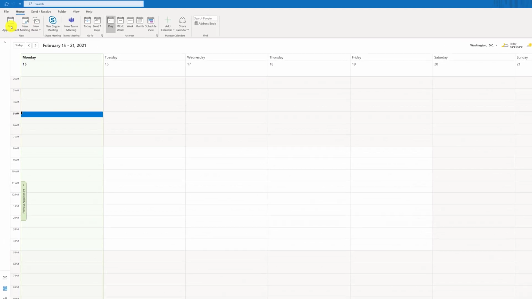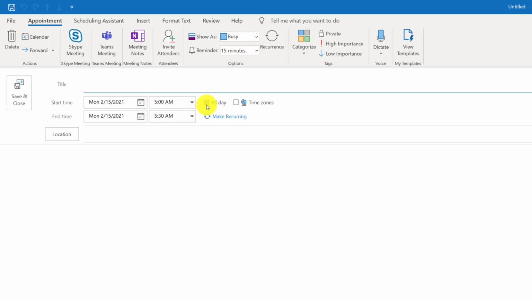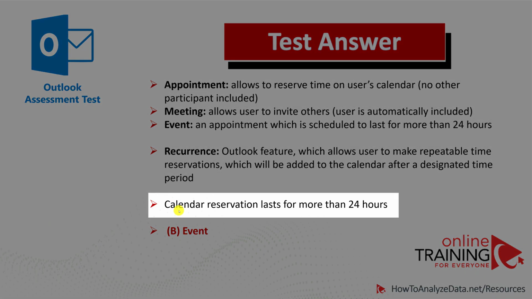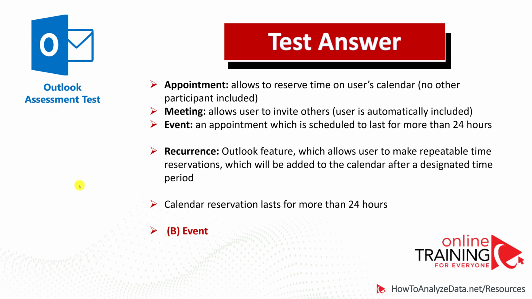To schedule an event which lasts more than 24 hours, you can start with the new appointment and select the duration of the event as all day, and you see an appointment became an event in Outlook. Because this particular time reservation lasts more than 24 hours, the correct choice here is choice B, event. Hopefully you've nailed this question.